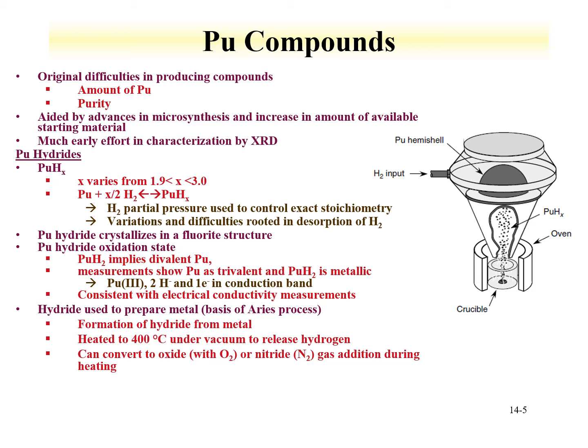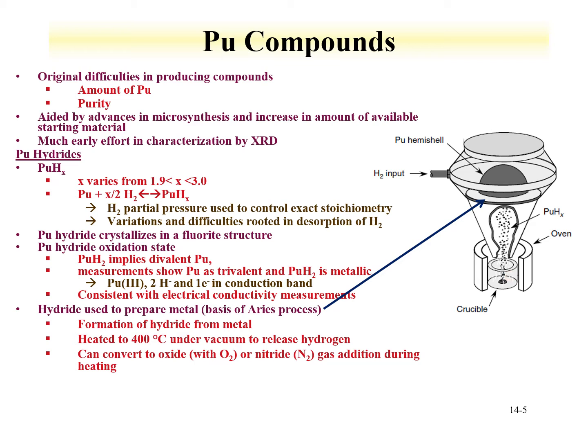And here's an example of the Aries process, which is shown here, where a plutonium metal will be treated with hydrogen. The plutonium hydride is formed. The plutonium hydride flakes away from the metal. So the plutonium hydride can form into this crucible.